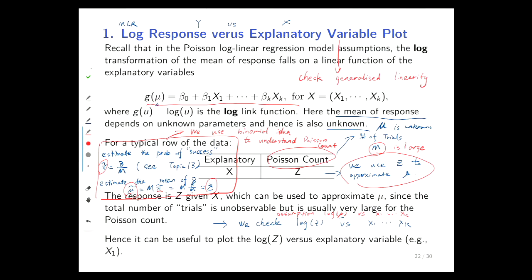So what you need to do in this course is just to remember that we use z to approximate mu, and what we need to do here is just to check log z versus x1 to xk. I just briefly mentioned it, so if you are interested, you can have a look, but if you are not interested, I think it's totally fine, just remember the conclusion here. So let's take a 10 minutes break, and then we will continue this topic.